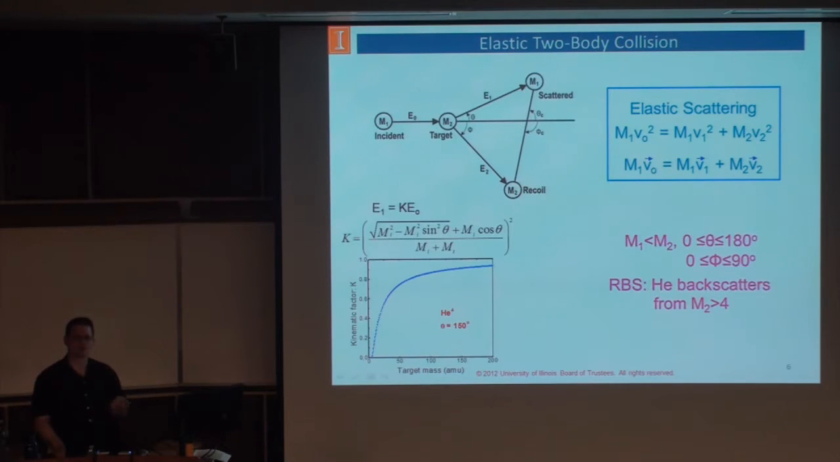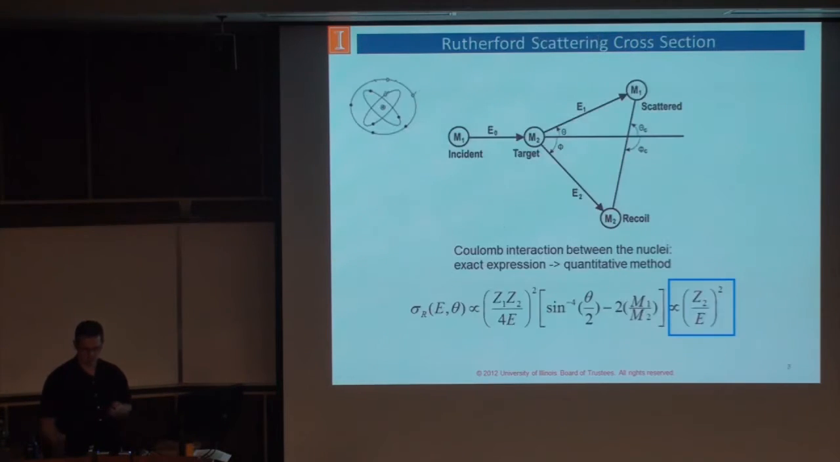Or, I take that back. You have to use something like hydrogen to be able to get forward scattering. Since the nuclei have a Coulomb interaction, we can actually determine an exact expression for the backscattering, and thus RBS is a quantitative method.